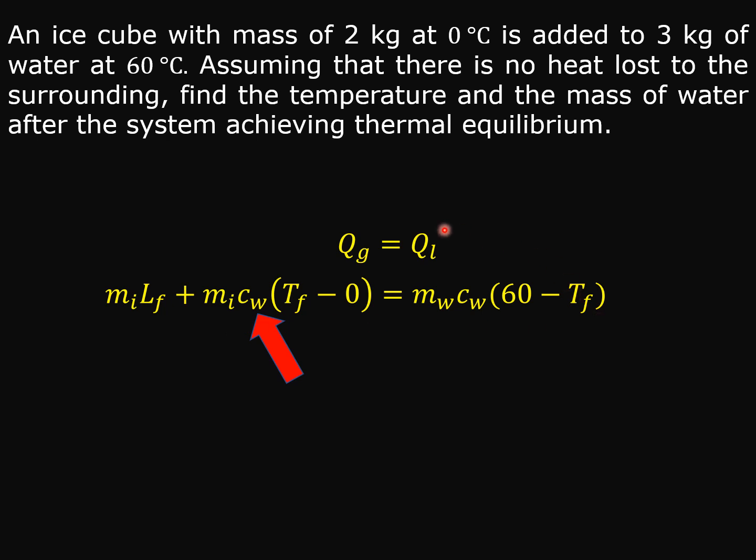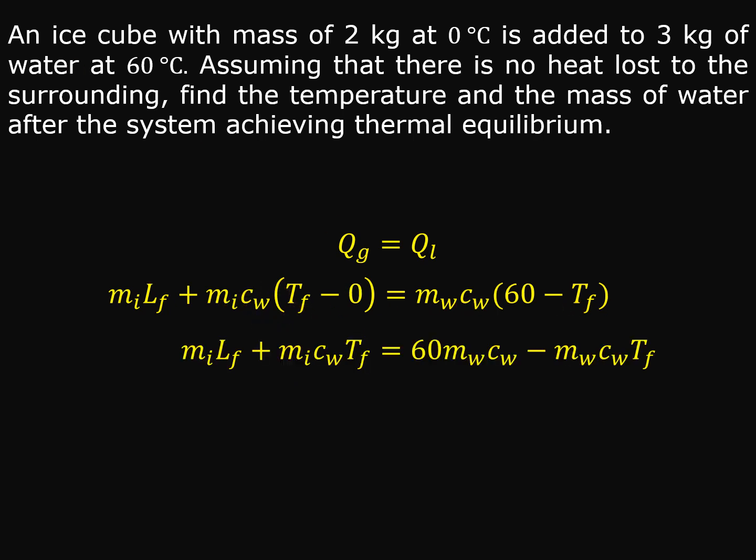And at the right hand side, for the heat loss, the formula is equal to MWCW (60 minus TF) for the water that, due to the heat loss, its temperature dropped from 60 to the TF. Okay, and MW is the mass of the water. CW is also the specific heat capacity of water, which is the same as this one. Now the second term at the left hand side, TF minus 0 can be simplified into the TF only, and the right hand side, the things in the bracket, now we can expand it, so to make sure the right hand side gets two terms.